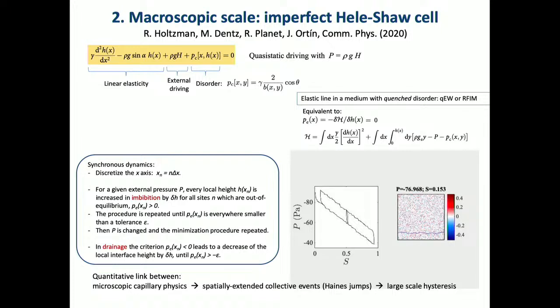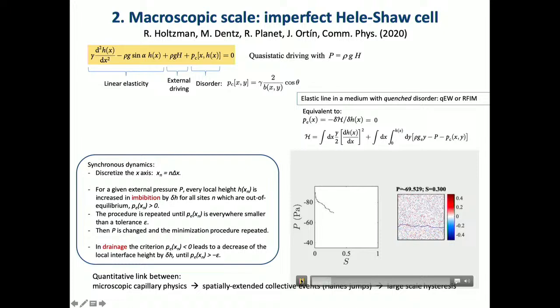This we measure by a tolerance epsilon. Whenever this imbalance is smaller than the tolerance, we accept that the system has reached mechanical equilibrium. Then we change the applied pressure by a little amount, and repeat the whole procedure. In drainage, we just do the opposite, as explained here. And those are the results. You see here, maybe I will have to play it again. Here it is.